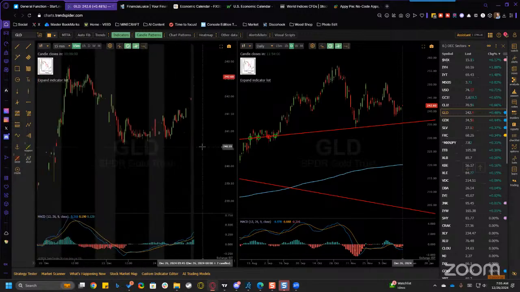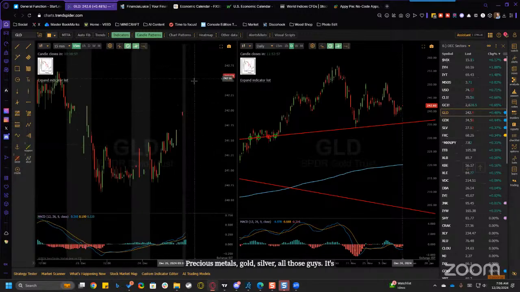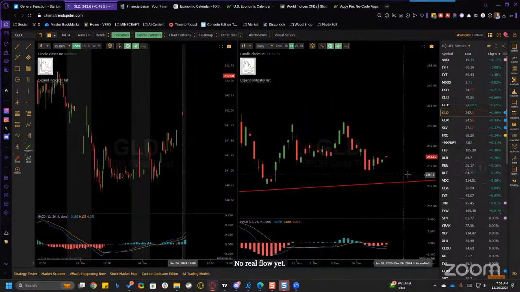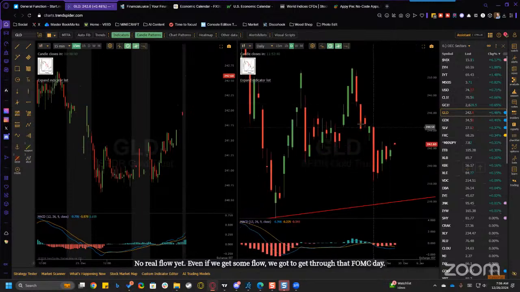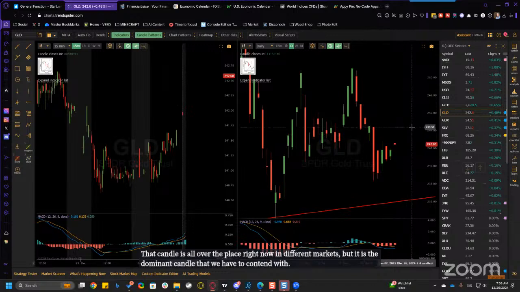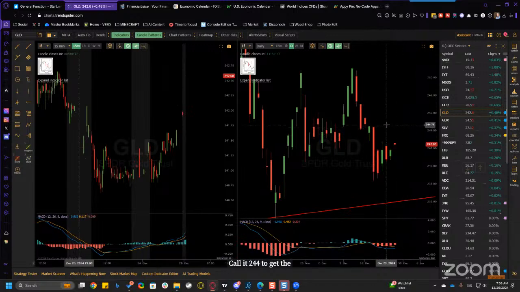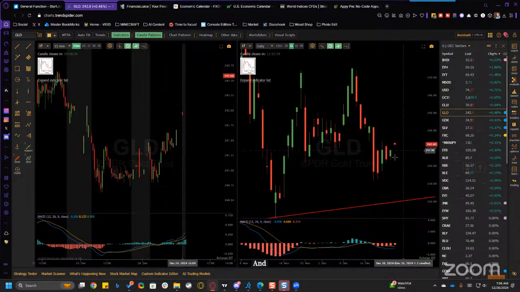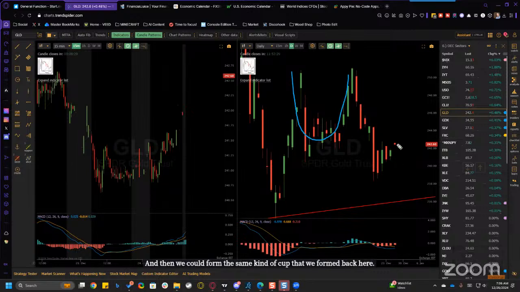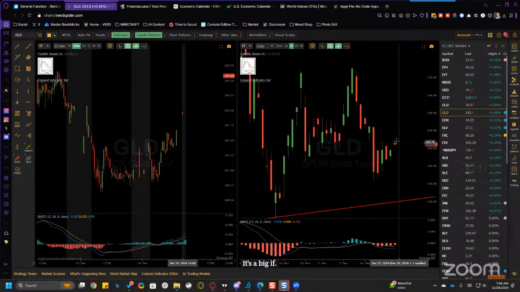Precious metals, gold, silver, all those guys, it's gapped up. We got a lot of algo prints, no real flow yet. Even if we get some flow, we got to get through that FOMC day. That candle is all over the place right now in different markets, but it is the dominant candle that we have to contend with. So call it 244 to get the gap closed, shoot above that FOMC candle, and then we could form the same kind of cup that we formed back here, right? That's what we would be looking for if we can get through that FOMC candle. It's a big if. I don't see it happening in a day.